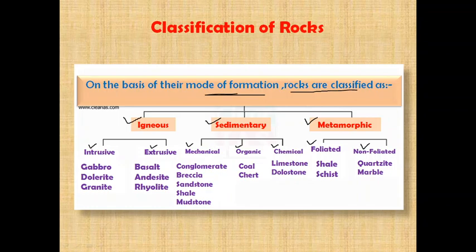And you can see over here that I have given example of each type of rocks. Like granite is an example of intrusive igneous rock. Basalt is an example of extrusive igneous rock. Conglomerate is a mechanically formed sedimentary rock. Coal is an organic sedimentary rock. Limestone is a chemically formed sedimentary rock. And shale is a foliated metamorphic rock, whereas quartzite is a non-foliated metamorphic rock.